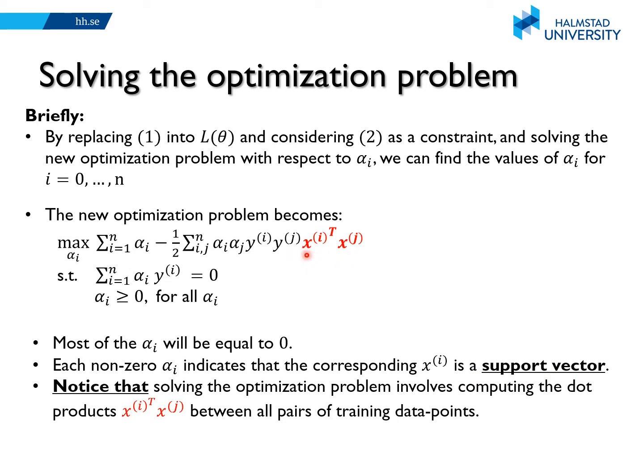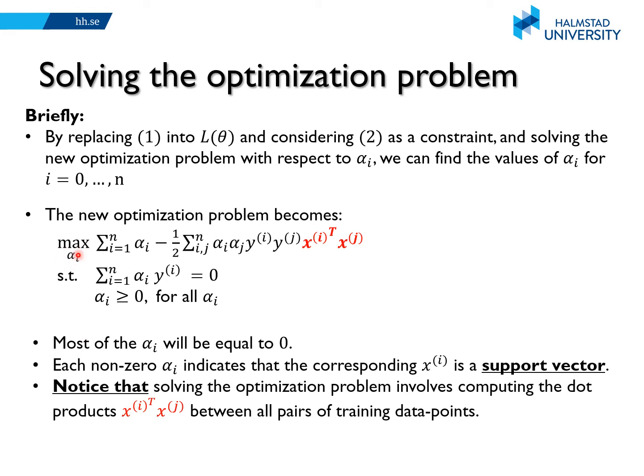Okay, and what I want you to notice also is that solving this optimization problem involves a dot product between all pairs of training examples. So we have here a sum over i and j, and we have here the dot product between xi and xj, right? So xi transpose xj. So this is the dot product between two training examples. Okay, so again, by solving this optimization problem, we will find the values of those alphas, and most of them will be 0, and those which are not 0 indicate that the corresponding xi is a support vector.